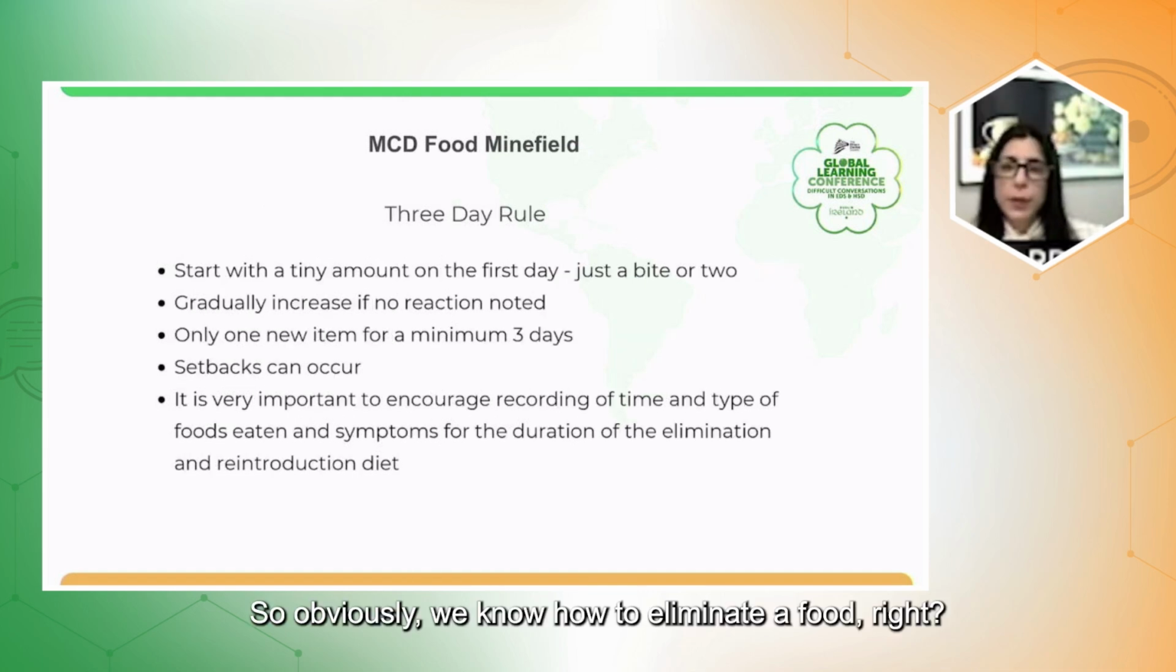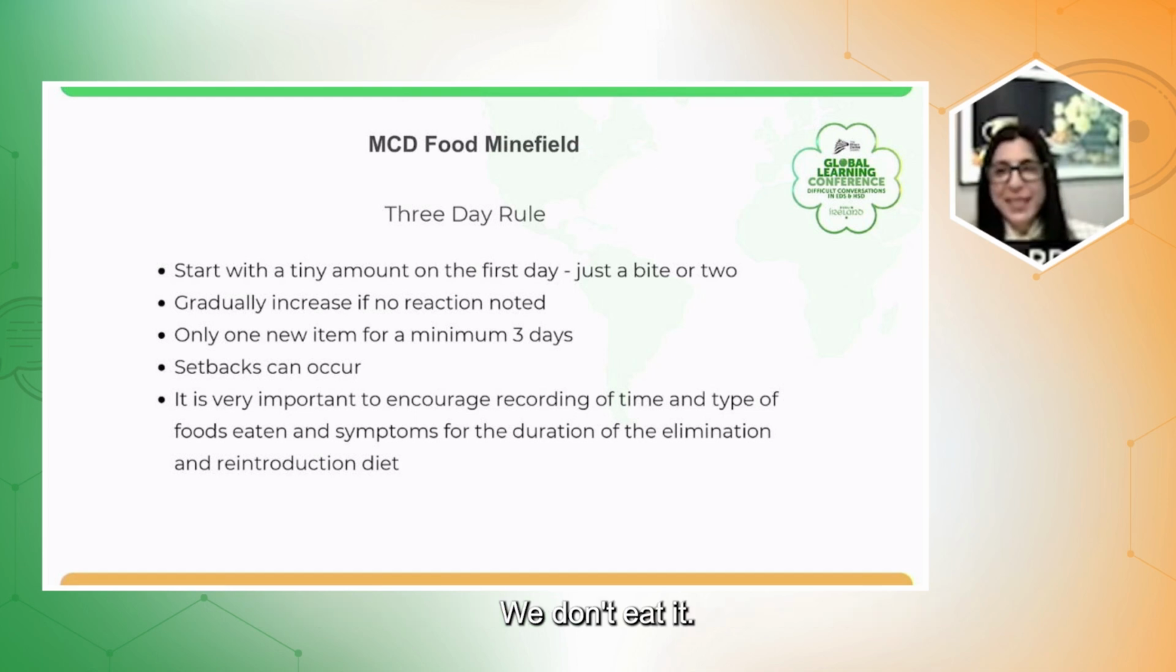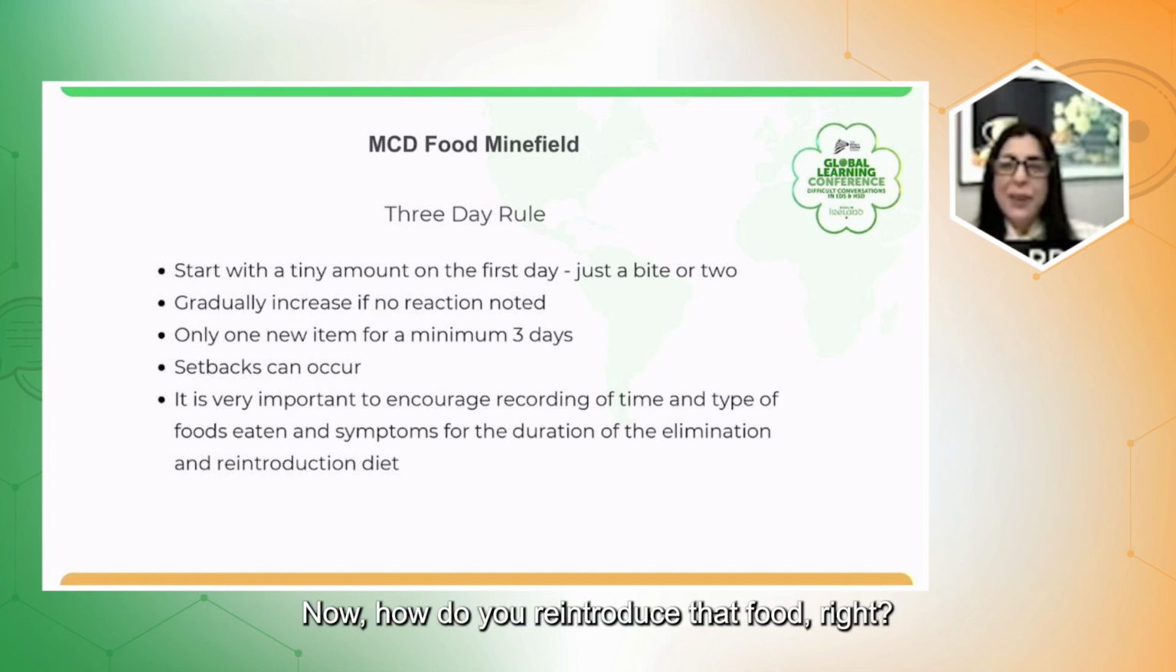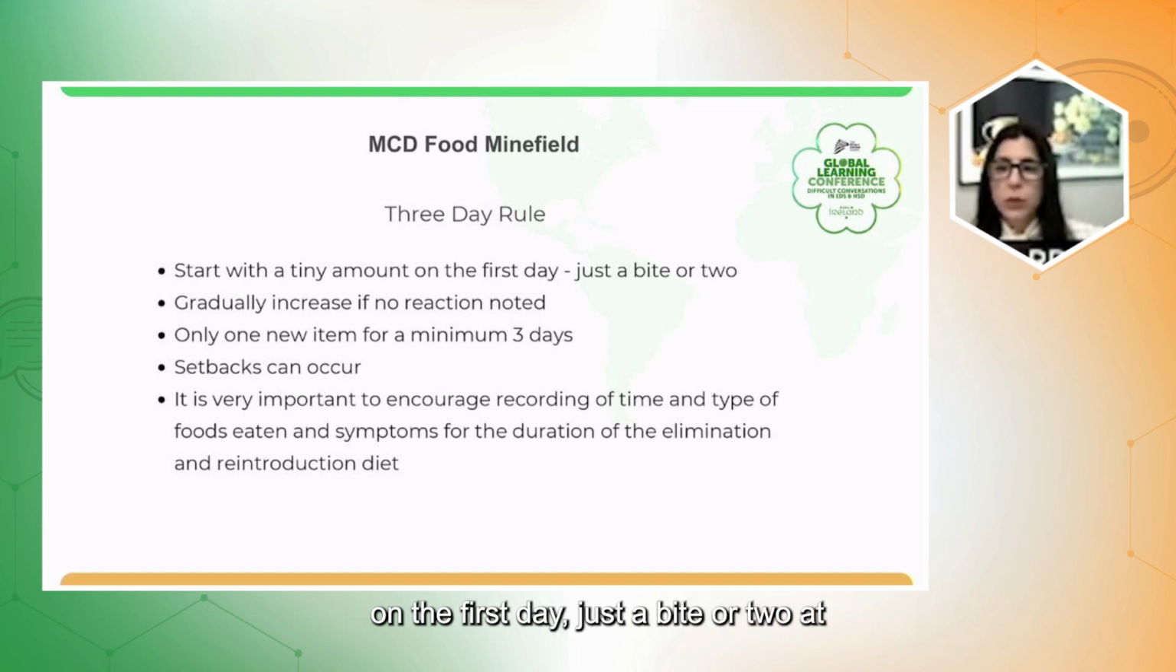So obviously we know how to eliminate a food, right? We don't eat it. Now, how do you reintroduce that food? I like to use a 3-day rule. On day 1, we start out with a teeny tiny amount, just a bite or 2 at one meal only, and we look for a reaction. So we note the time that you eat something and the time that you had any sort of symptom. And if there's no symptom that day, the next day you can increase it to a few bites.